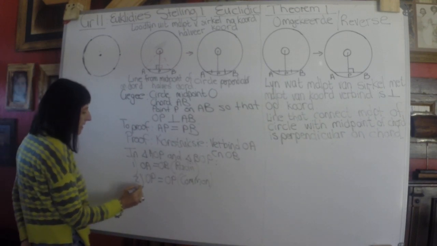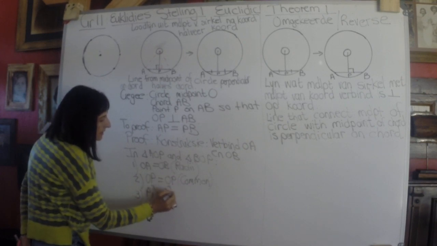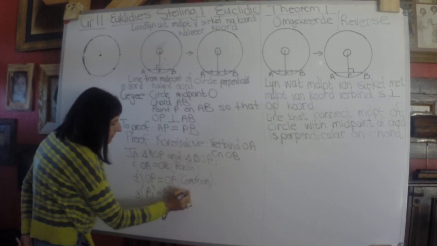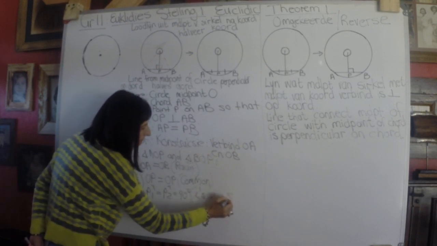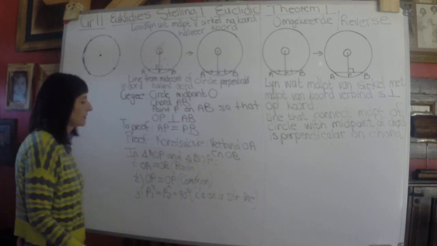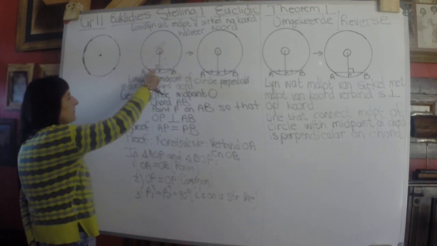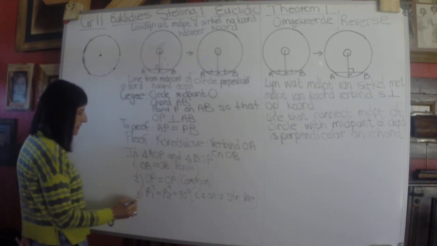So jy kan ook sê, P1 is gelyk aan P2 is gelyk aan 90 grade, angles on a straight line. Angles on a straight line. Now I've proven 90-degree hypotenuse side.